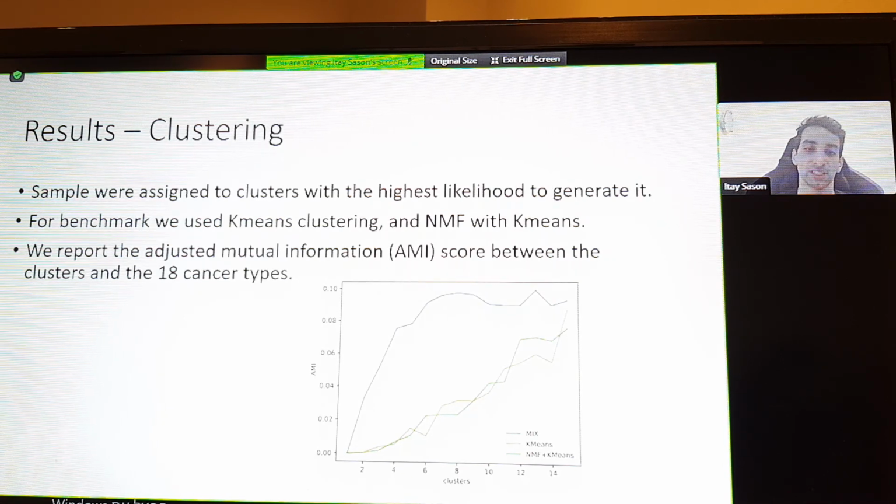For benchmarks, we used k-means on the mutation catalog and k-means on the exposures obtained by NMF. To cluster a sample in MIX, we use the cluster with the highest likelihood to generate the sample. As can be seen, MIX gives more informative clusters even when using as little as 2 clusters. And as in the BIC score, from some point the score doesn't change much, again suggesting the model is robust to the number of clusters.